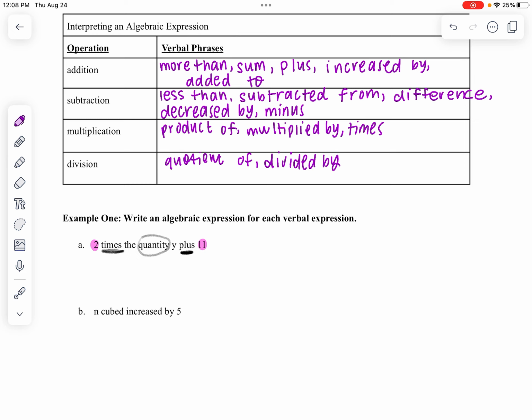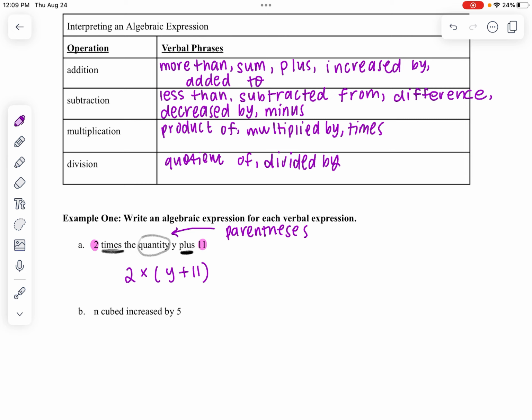So we're going to do 2 times something. So 2 times, because times is a form of multiplication, and it says the quantity y plus 11. And what the quantity indicates when it says it like that is that it wants you to use parentheses. So the quantity of y plus, obviously a plus sign, and then 11. And so that's what your answer should be right there. So if you ever hear the phrase quantity, know that you should be using parentheses around whatever it says it wants the quantity of.